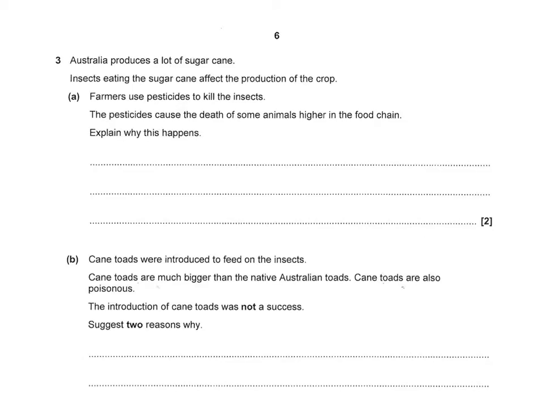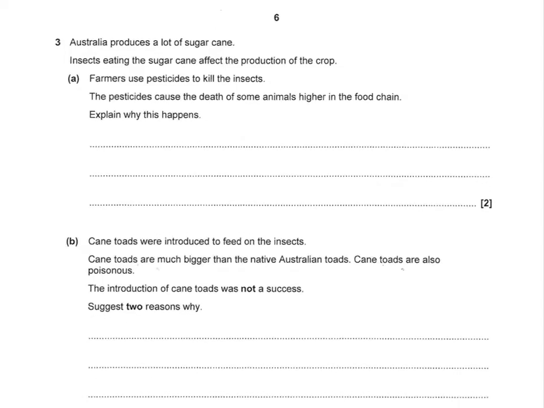Australia produces a lot of sugarcane. Insects eating the sugarcane affect the production of the crop. Farmers use pesticides to kill the insects. The pesticides cause the death of some animals higher in the food chain. Explain why this happens. So 2 marks here. One mark for saying the insects contain the pesticide or are eaten by animals higher in the food chain. Or you could just say that pesticide passes up the food chain, and then the pesticides accumulate or build up in these animals, causing death, which is known as bioaccumulation. So you could say that if you wanted to.